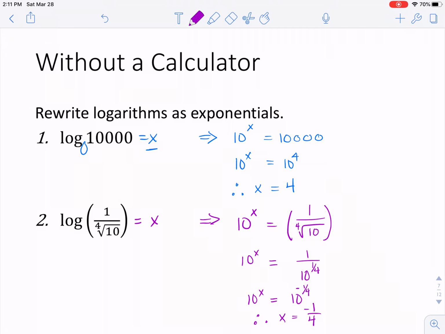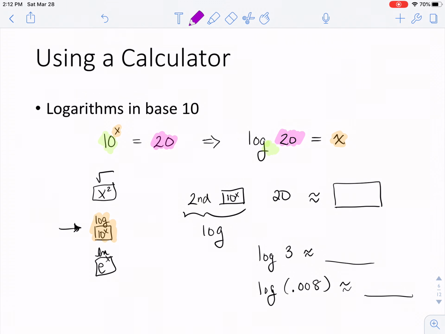And I just wanted to verify, log of 20 is equal to 1.301. Log of 3 is equal to 0.477. And log of 0.008 is equal to negative 2.097. And in doing that, I did actually realize that this and this are upside down.